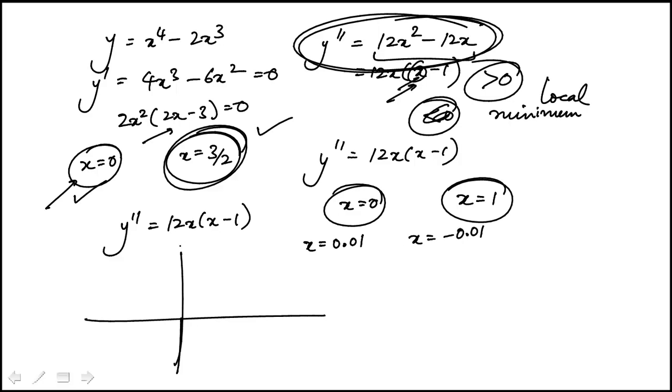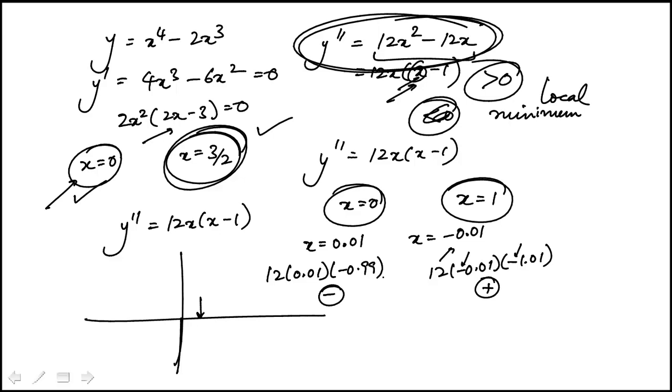And we can do this qualitatively without actually computing it. So the point here, if I replace that, 0.01 minus 1 would be minus 0.99. Again, you don't have to compute this. Here would be 12 times minus 0.01 times minus 1.01, and you'll see that this will become a positive number. This is negative. So there is a change in concavity around x equal to 0. That means it is an inflection point. So x equal to 0 is an inflection point. And so we have so far one extremum.